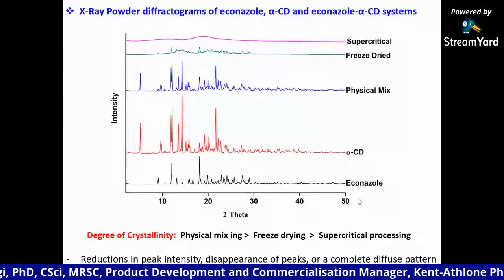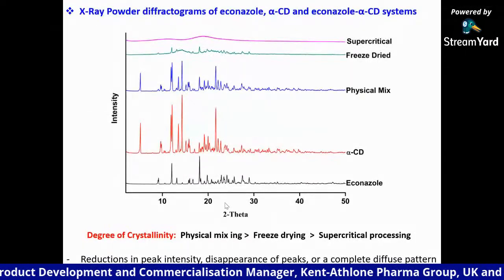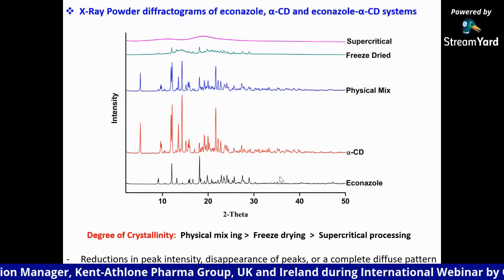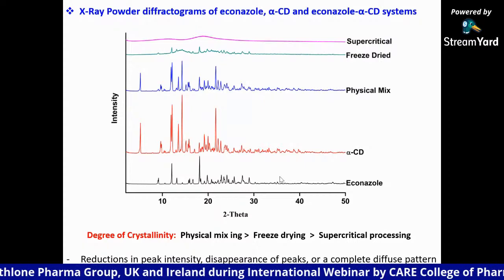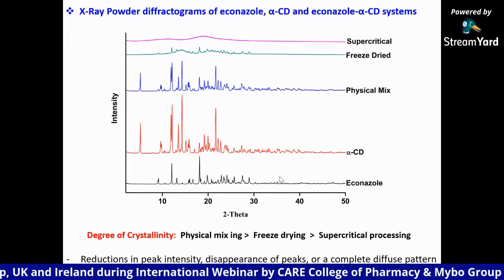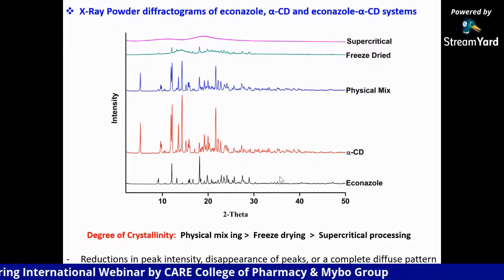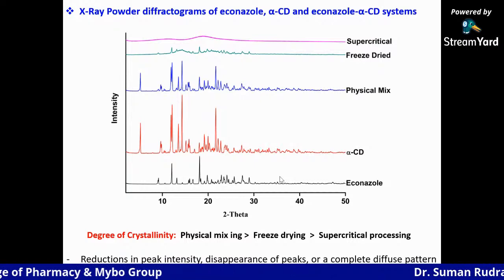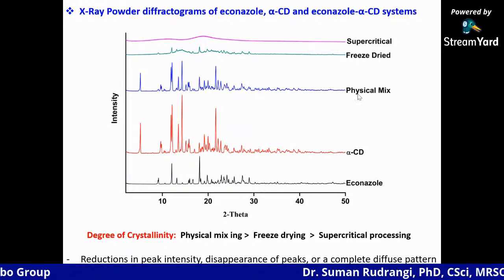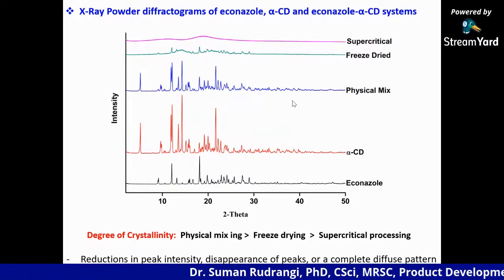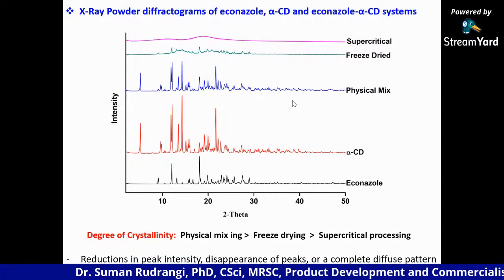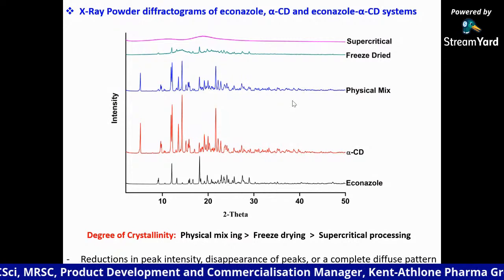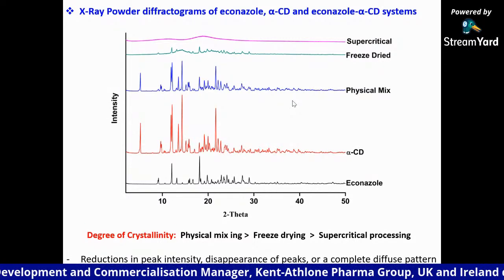Okay. In this image, we can see econazole displayed sharp peaks, showing that the drug is highly crystalline. The same with alpha cyclodextrin, which showed sharp peaks, confirming its crystalline structure. The physical mixture is just a superimposition of the diffractograms of econazole and alpha cyclodextrin. And in the photomicrographs, we saw that some glassy shards were formed for the freeze-dried complexes.